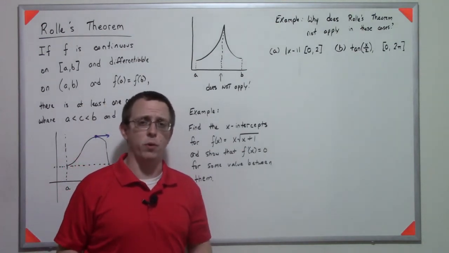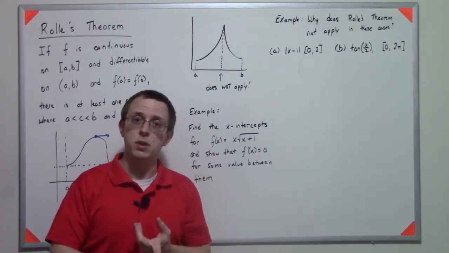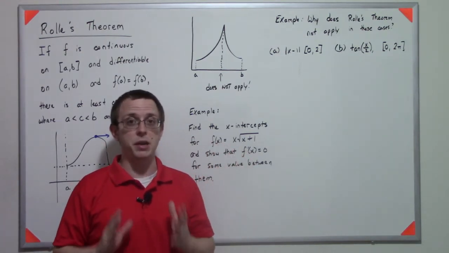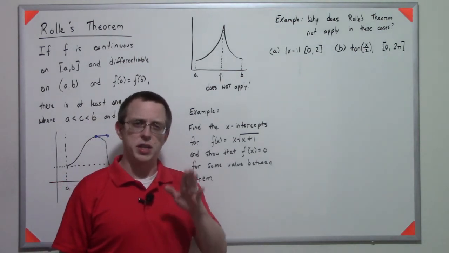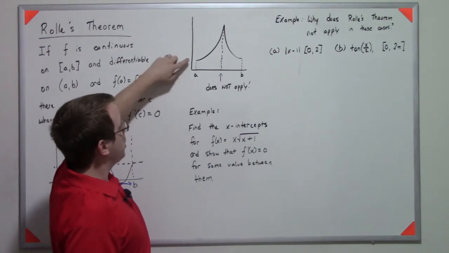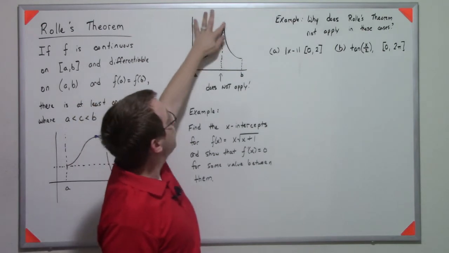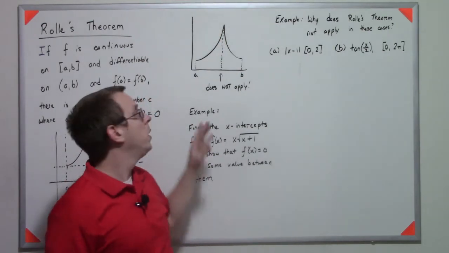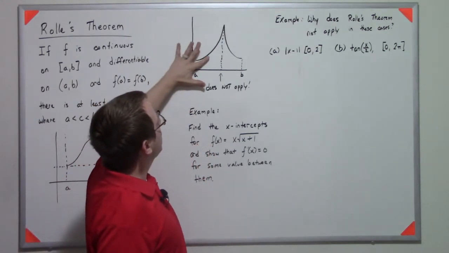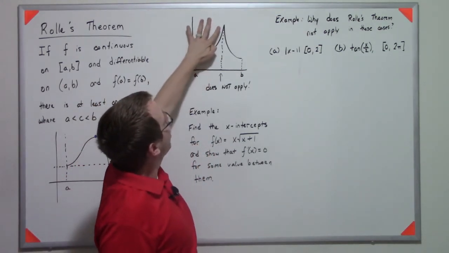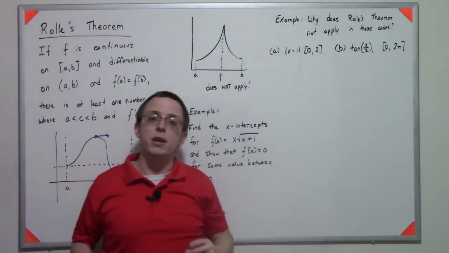However, we have to be careful. Remember the requirements. The requirements are that it has to be continuous on the closed interval, and it has to be differentiable on the open interval. And differentiability is usually the one sticking point you're going to have. So notice in this particular case, I have a function, and it seems to be continuous on the entire closed interval. And it does actually have a maximum, but if we were to take the slope of the tangent lines, they would be going up, up, up, and then break and immediately come down. And that's because the derivative is not defined there.